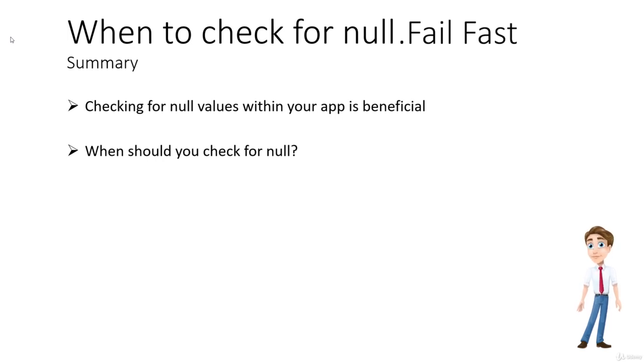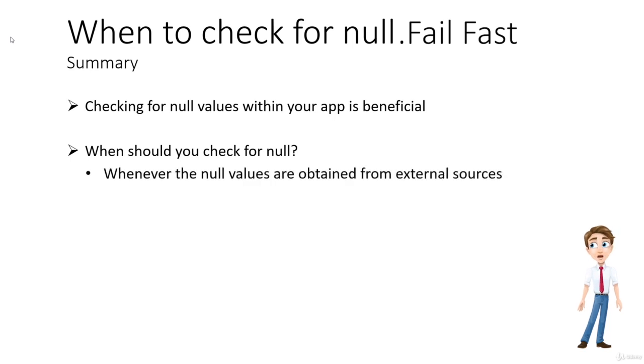So for example, when you have null values that come from external sources like APIs, like servers, that are out of your control, you should do null checks. You should verify if those values are as expected. That's a good practice and you should do that.